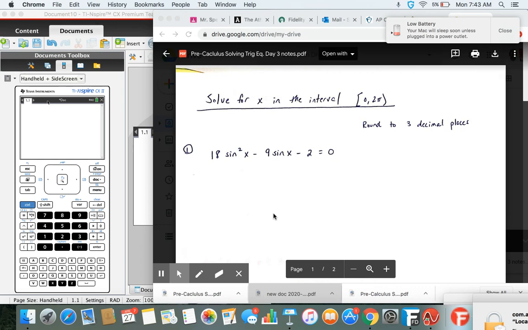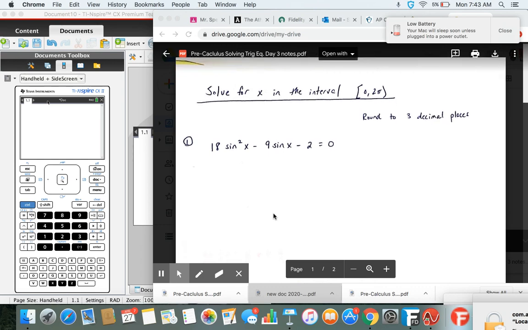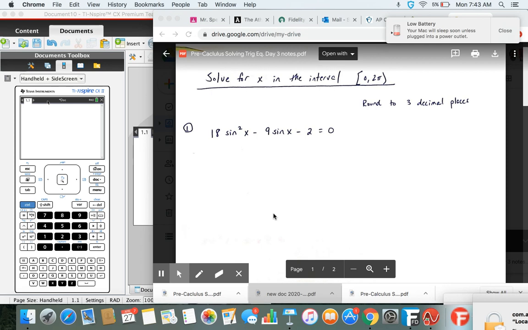So if you want to write these problems down as I'm going over them, you would also need your calculator, but you'll see that on my screen as well. We'll be going back and forth.